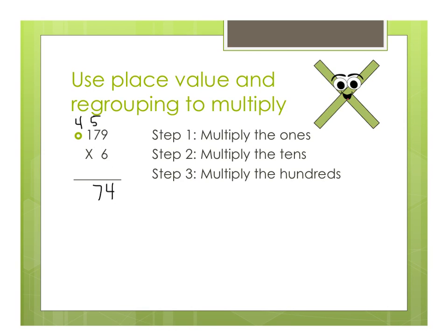Now it's time to multiply the hundreds place. 6 times 1 is 6, plus 4 is 10. My actual product is 1,074. That lets us know that we're pretty close to our estimate, which was 1,200, so our answer is reasonable.